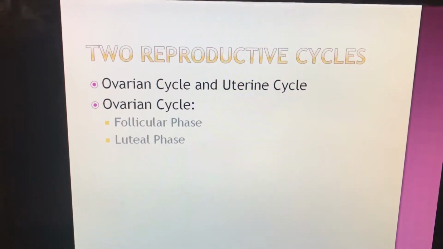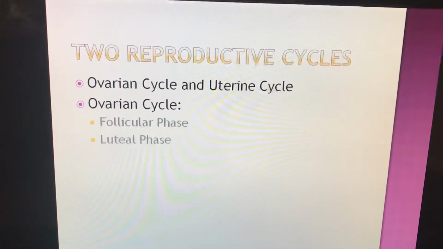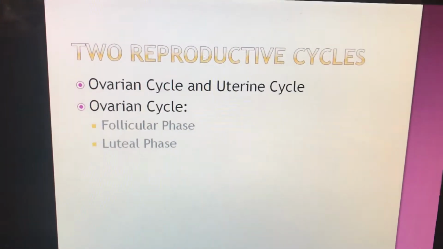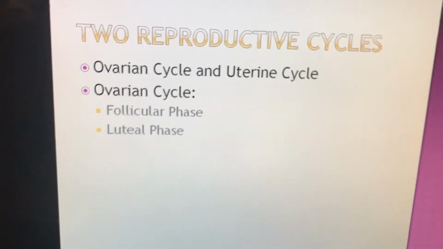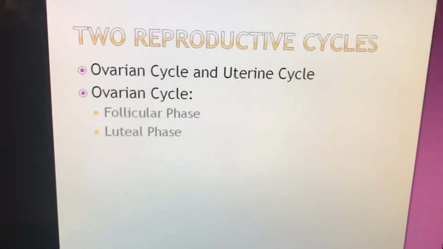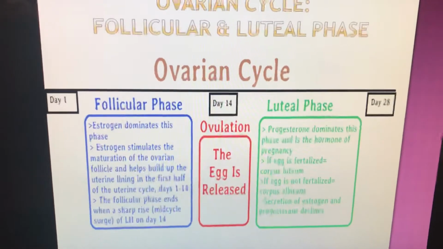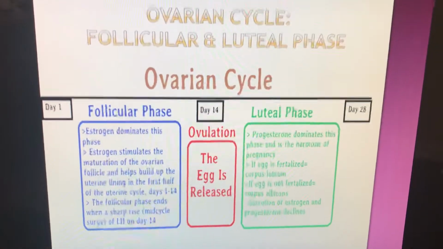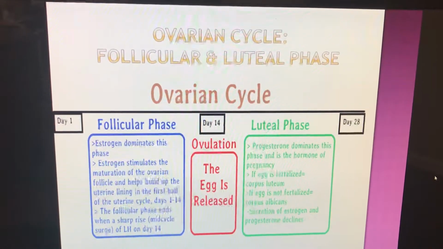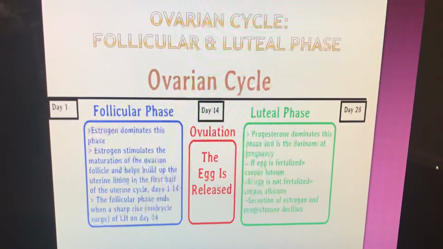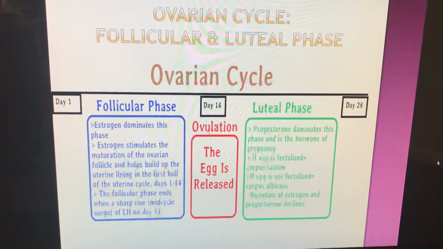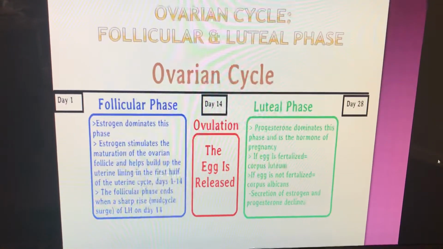So you have two reproductive cycles. You have the ovarian cycle and the uterine cycle. So first, the ovarian cycle contains the follicular phase and the luteal phase. So let's break that down. So you have the ovarian cycle. It runs 28 days. This is also your menstrual cycle.